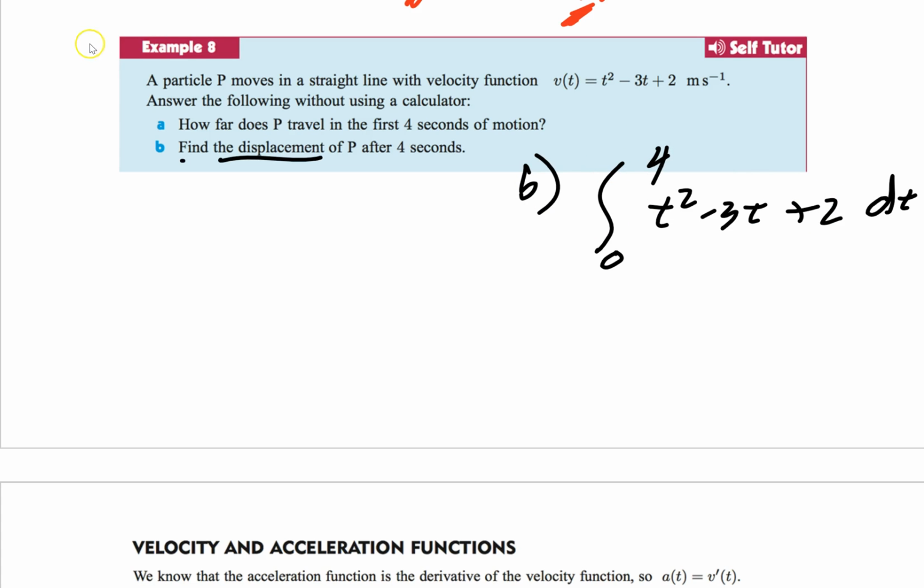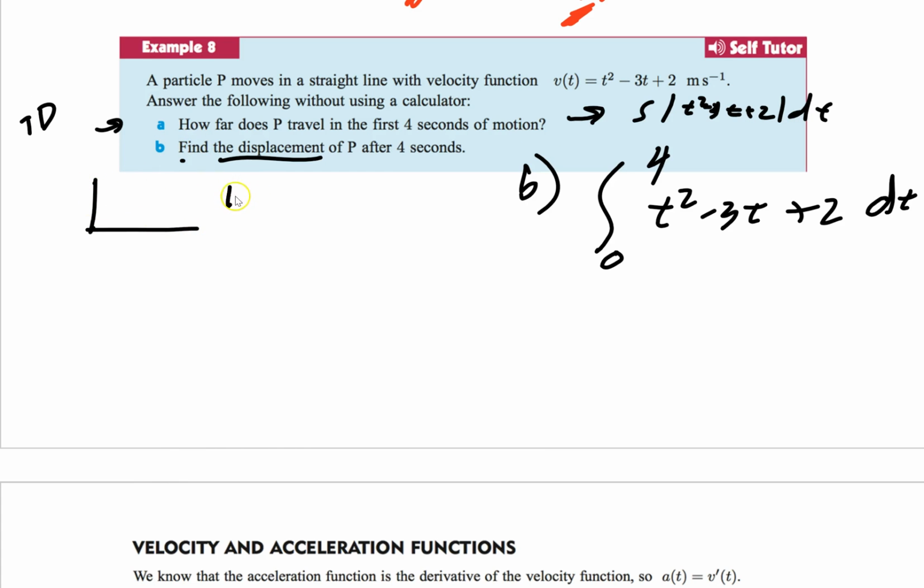The first one says, how far does it travel? That's talking about total distance. That's the absolute value one. So if I was using the calculator, I would just calculate the absolute value of t squared minus 3t plus 2 dt, and then I'm done. If I'm doing it without a calculator, I have to break it up. So I have to make a little sign chart.